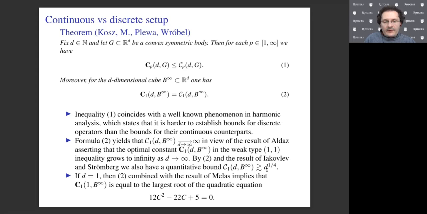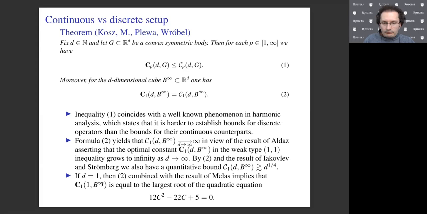And finally, this also says that if the dimension is equal to 1, we can appeal to the famous result of Melas, which says that the optimal constant for the continuous Hardy-Littlewood operator on the real line is equal to the largest root of the quadratic equation of this form: 12c squared minus 22c plus 5. If we take the largest root of this equation, then this is precisely the norm of the symmetric Hardy-Littlewood averaging operator on the real line. And the same remains true in the discrete setup.